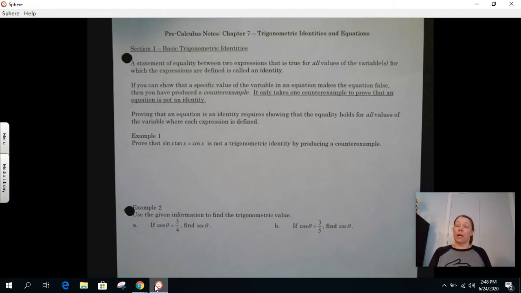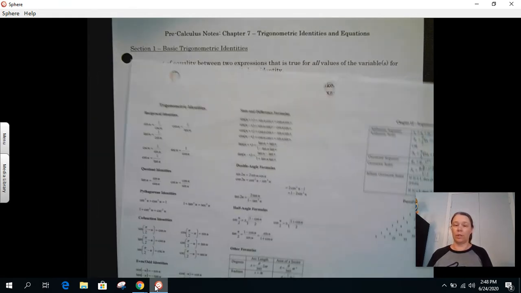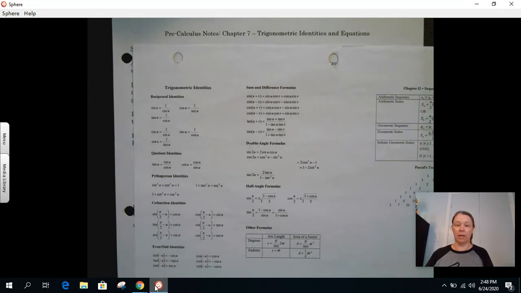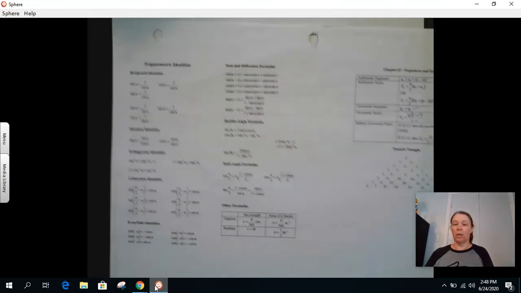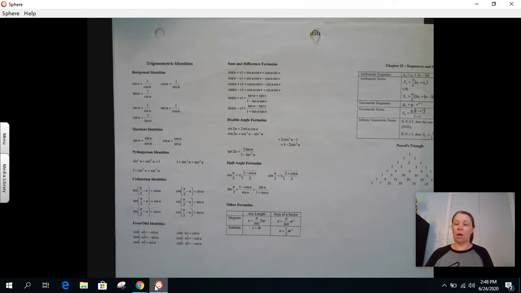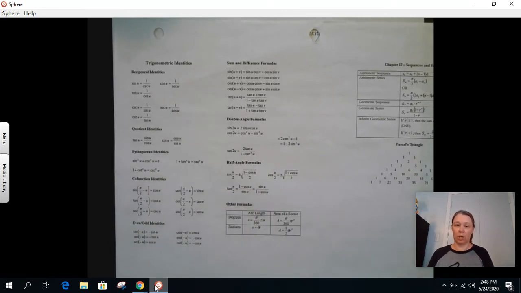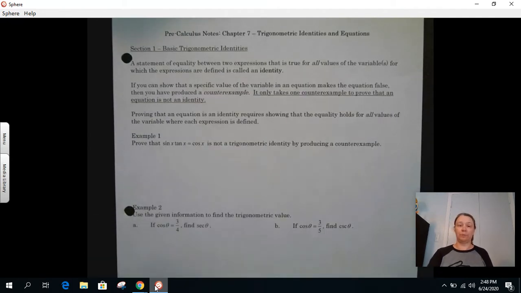So we're going to start out by talking about some basic trig identities. And these identities are actually on the back of your unit circle. If you look on the back of your unit circle, you'll see it's on the left side. It says trig identities. On the right side, it has some stuff about chapter 12. We're going to be talking about a lot of these identities. We're going to talk about some of them today, and as we progress through the chapter, we'll talk about more and more of them. So you're going to want that in front of you.